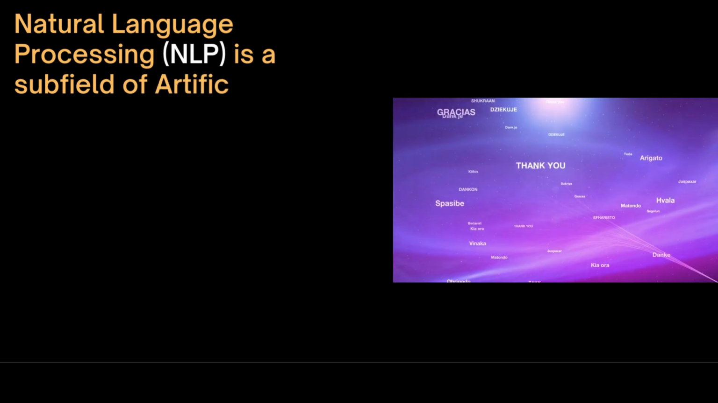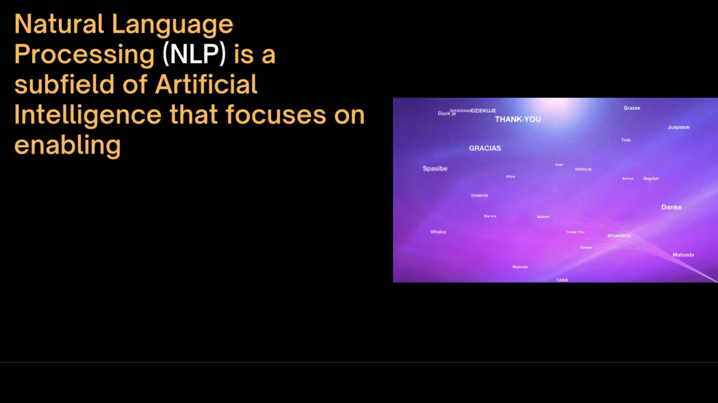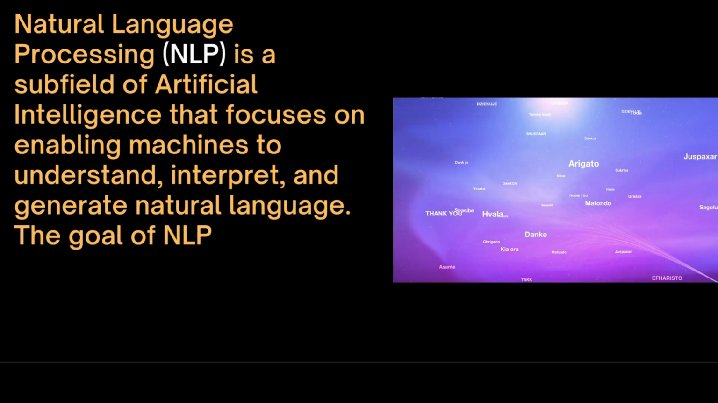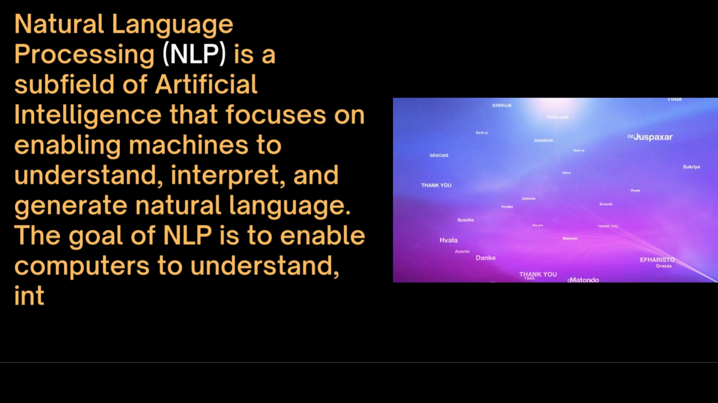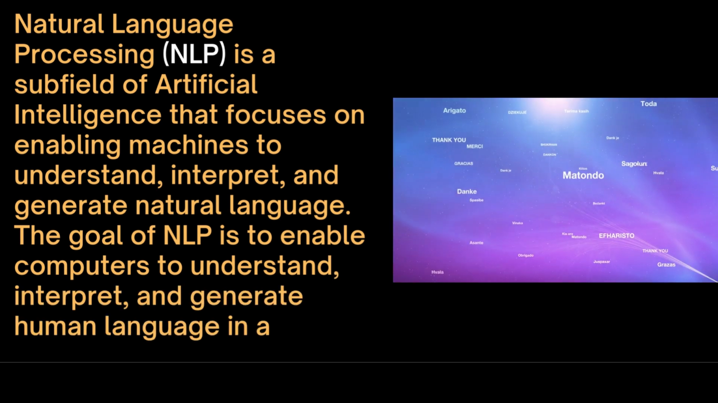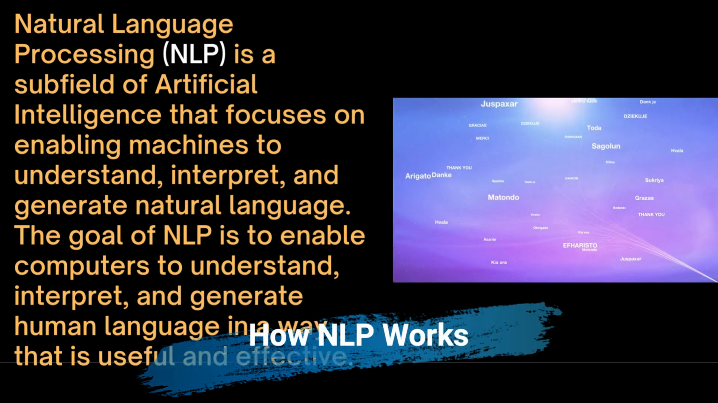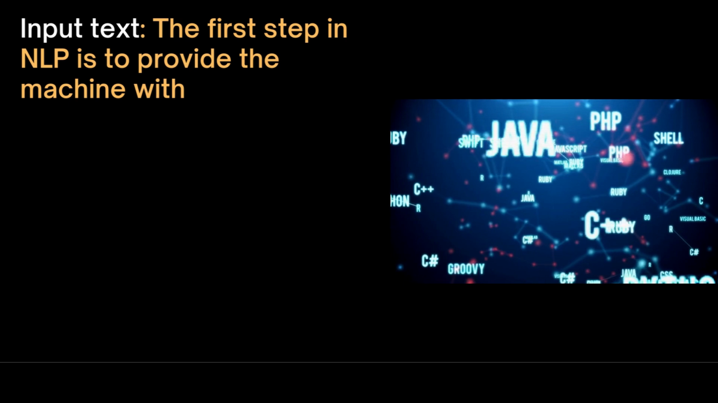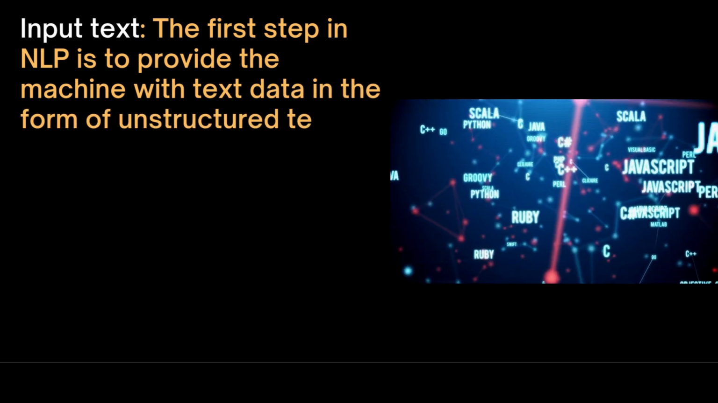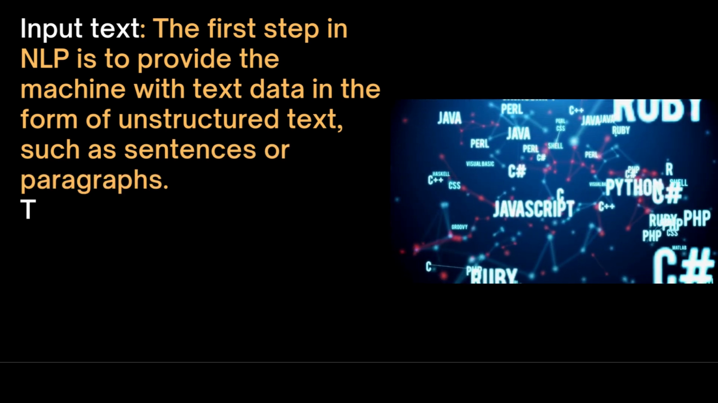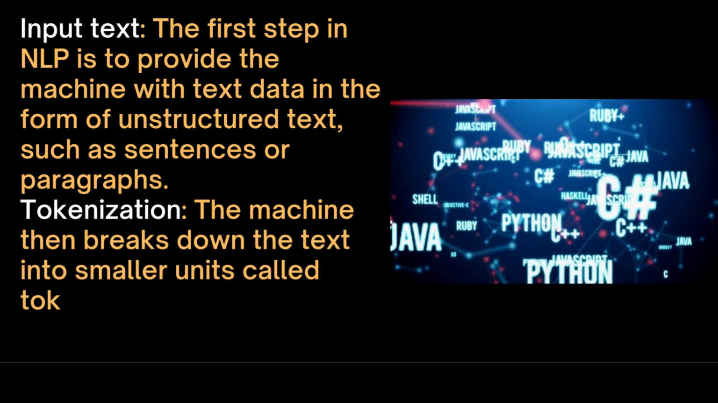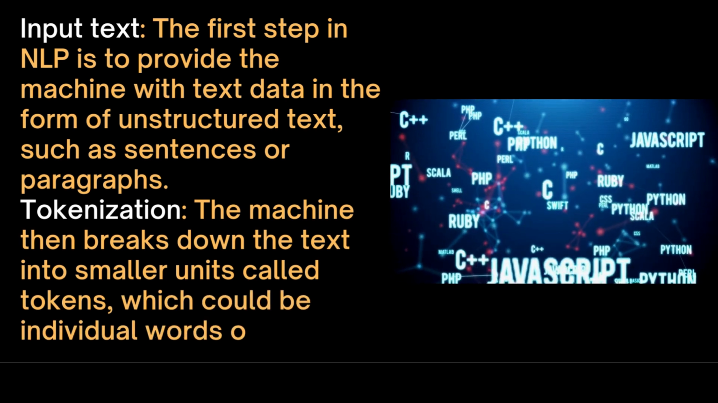Natural language processing (NLP) is a subfield of artificial intelligence that focuses on enabling machines to understand, interpret, and generate natural language. The goal of NLP is to enable computers to understand, interpret, and generate human language in a way that is useful and effective. The first step in NLP is to provide the machine with text data in the form of unstructured text such as sentences or paragraphs or whole documents. The machine then breaks down the text into smaller units called tokens, which could be individual words or even parts of words, and all these tokens are given numbers.